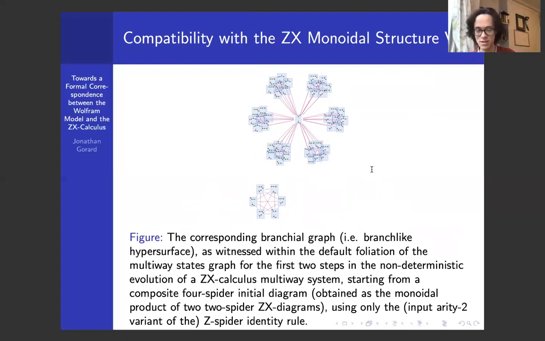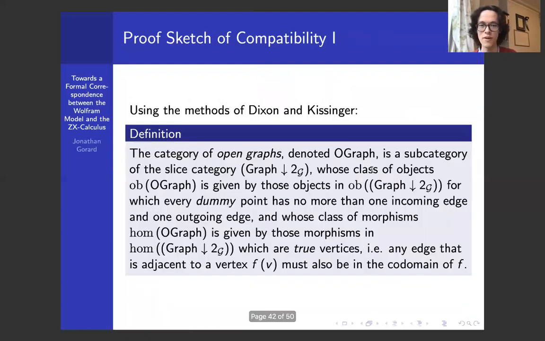So this seemed to be a conjecture that was actually worth proving. And in the end, we were able to prove it by extending some of the results of Lucas Dixon and Alex Kissinger, who proved that the category of directed cospans of open graphs is endowed with a monoidal structure that's effectively compatible with the monoidal structure of ZX diagrams. And so what we did was we basically lifted their argument one level of abstraction up.